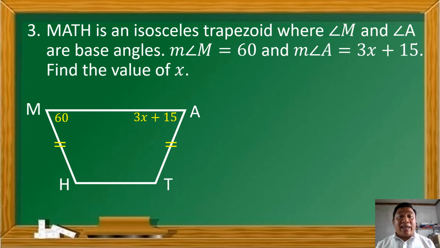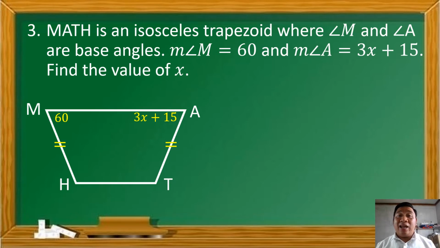So, binigay na siya. Stated na naman siya sa ating problem. Ayan o, where angle M and angle A are base angles. Yan ba ang sinasabi ng theorem regarding base angles of an isosceles trapezoid? So, ang sabi doon, that the base angles of an isosceles trapezoid are congruent. So, pwede natin gamitin yung relationship na yon para ma-solve natin yung value ng x. Okay? So, since angle M and angle A are base angles, ibig sabihin they are congruent.